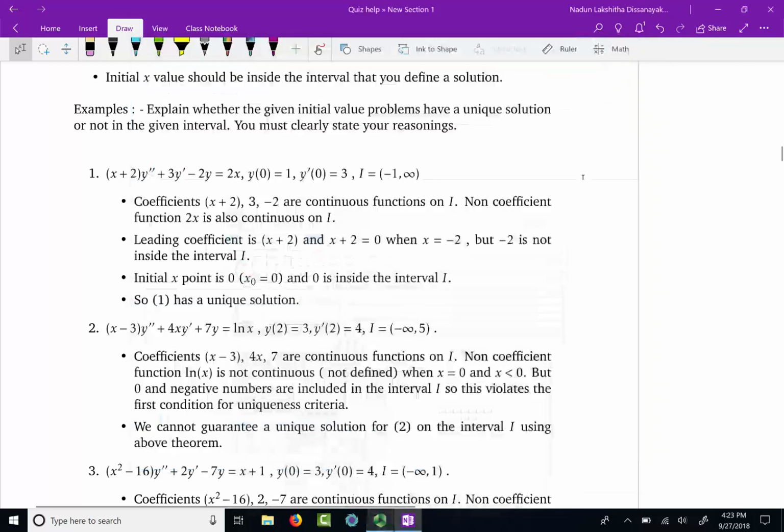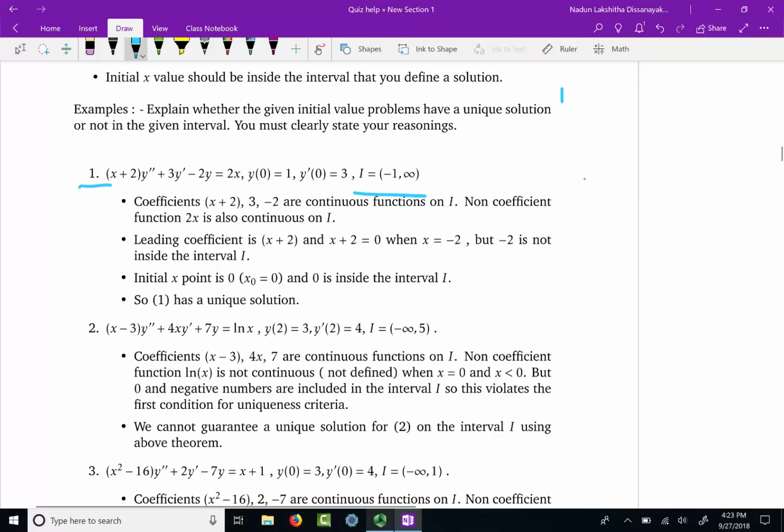Okay, so let's do some examples from the previous theorem. Now, the first differential equation is given like this. How I would solve this problem is that I would make a list. So we know we have to check three conditions, right? So the first condition is to make sure that the coefficients and the right hand side functions are continuous on the interval. So here the interval is from -1 to infinity.